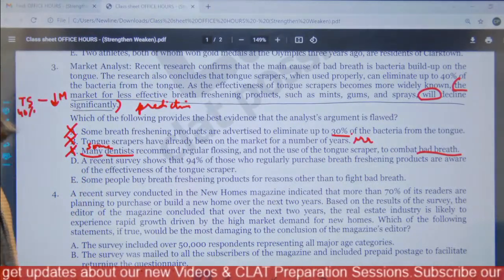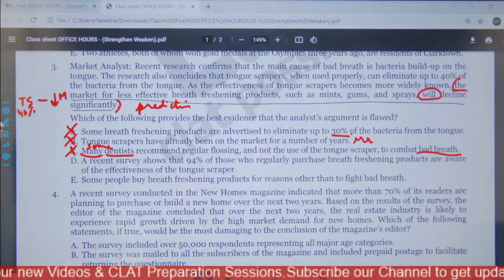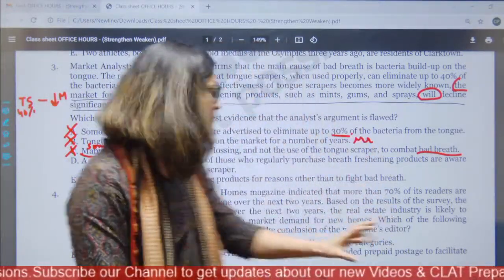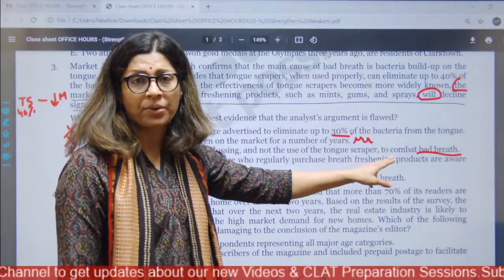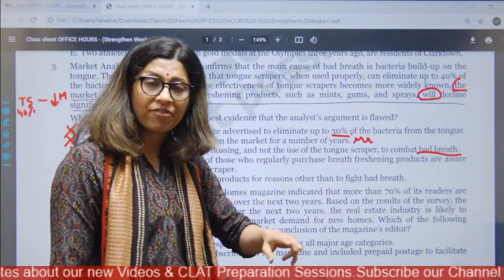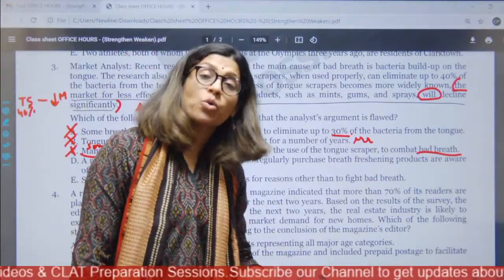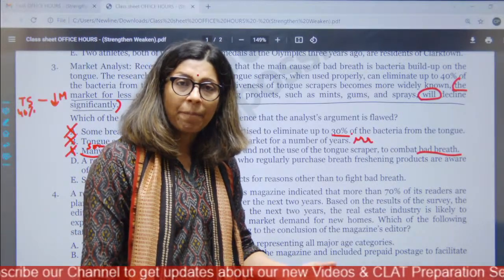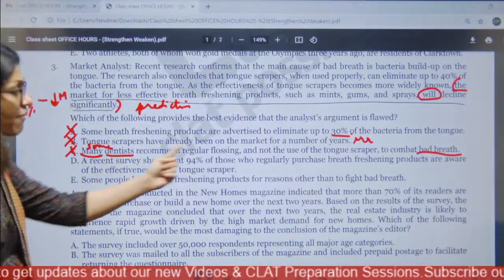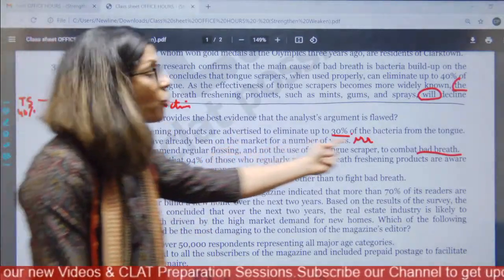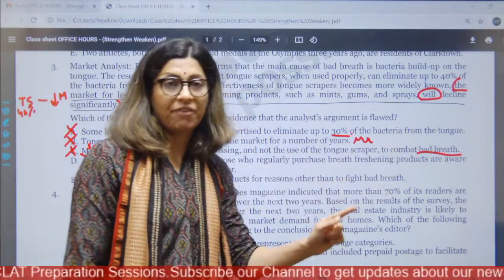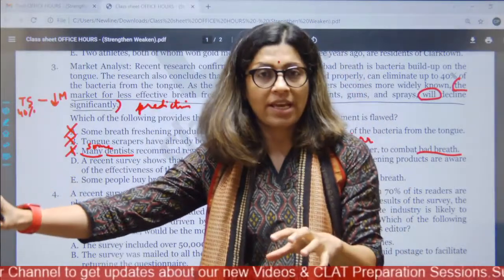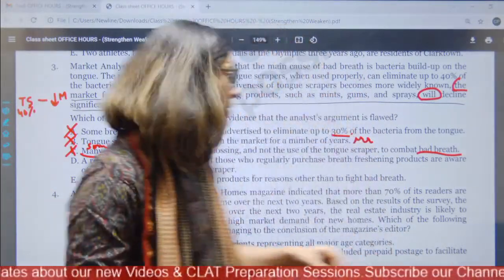Another reason why you eliminated it, let's say that some dentists are saying, do not use tongue scraper. But is that enough? Is everyone saying do not use tongue scraper? Isn't it? So some is not very effective if we assume that it's a good option. But still it's not very effective. So if only some dentists are saying it and the majority are not saying it, again it becomes a weak option.